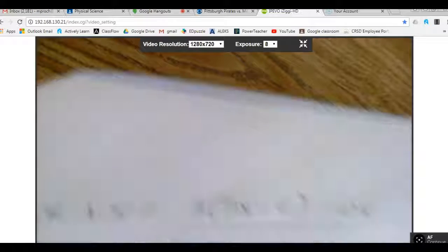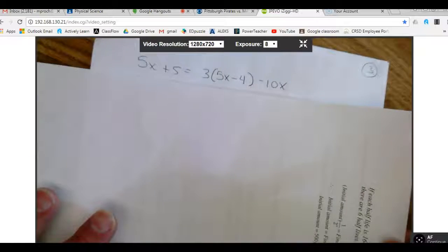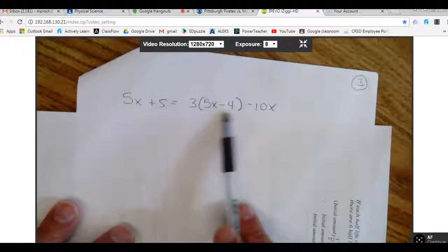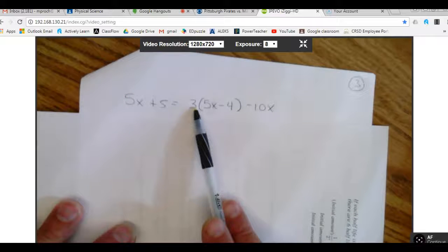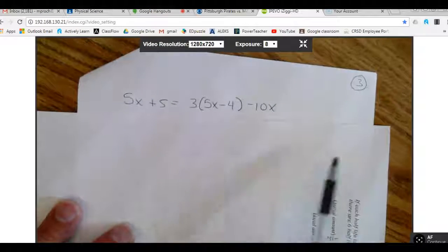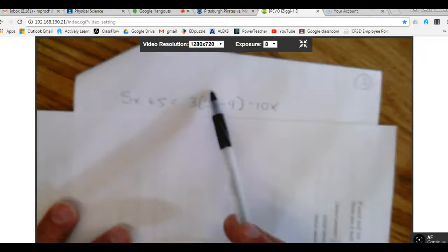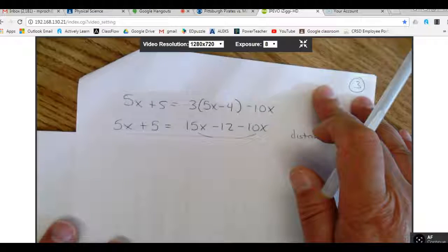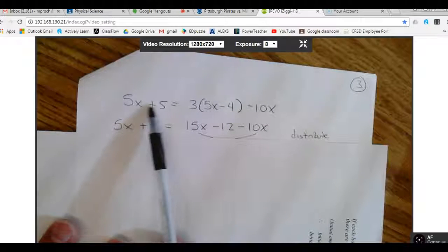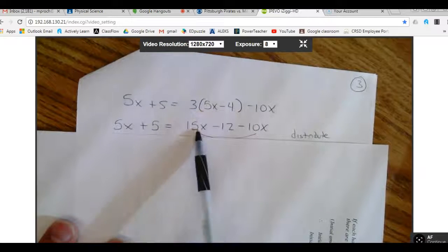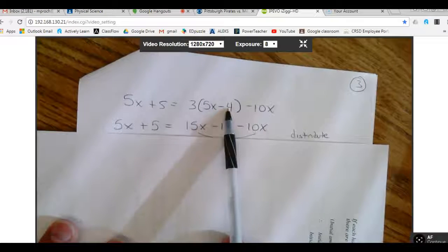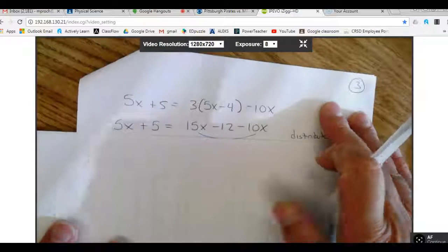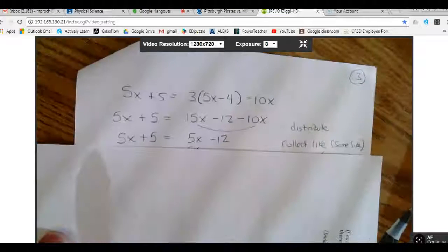They're unique. Okay? So say we have one like this, where we have 5x plus 5 equals this distributive thing over here, 3 times 5x minus 4 minus 10x. So we're just, again, you can see these parentheses, we're going to distribute this out, right? And we're going to get 5x plus 5, that's going to stay the same, but then we're going to have 3 times 5x equals 15x, 3 times negative 4 equals negative 12, and then we just minus the 10x on, right? Just add that on.